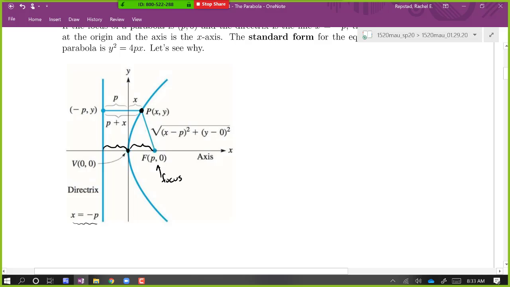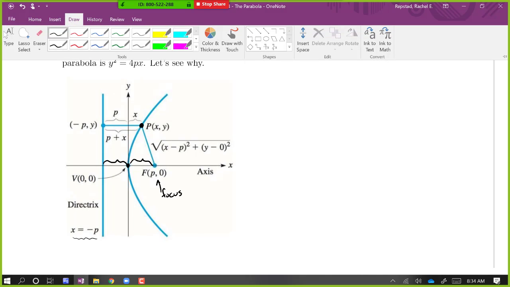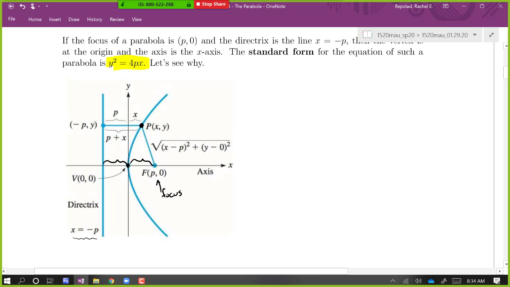So once we have this concept that what makes something a point on the parabola is that the distance to the focus is the same as the distance to the directrix, we're going to derive what the standard form looks like. They tell us, right, we're given the standard form. It's right here, y squared equals 4px. That's a nice simple equation that describes the parabola. But we're going to figure that out for ourselves.